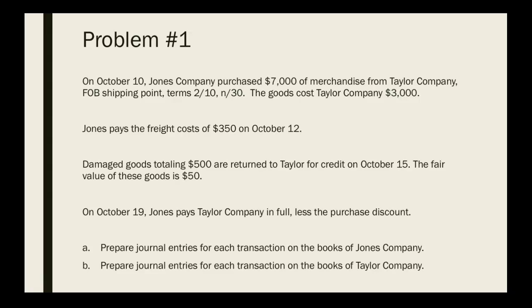Jones pays the freight costs $350 on October 12th. Then damaged goods totaling $500 are returned to Taylor for credit on October 15th. The fair value of these goods is $50. And then on October 19th, Jones pays Taylor Company in full, less the purchase discount. So we need to first prepare the journal entries for the buyer, for Jones Company, and then we will prepare the journal entries for Taylor, the seller.